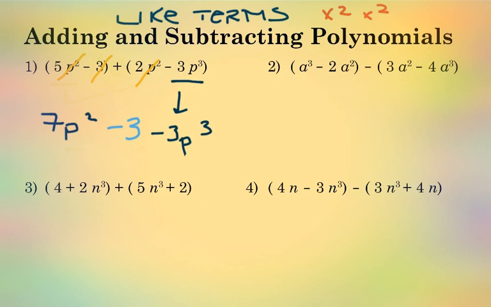So I'm looking at number 2. A cubed minus 2a squared minus 3a squared minus 4a cubed. Well, we could use the lining up here because we just have a cubed and a squared. So underneath this a cubed is going to go our other a cubed. And underneath our a squared goes our other a squared.